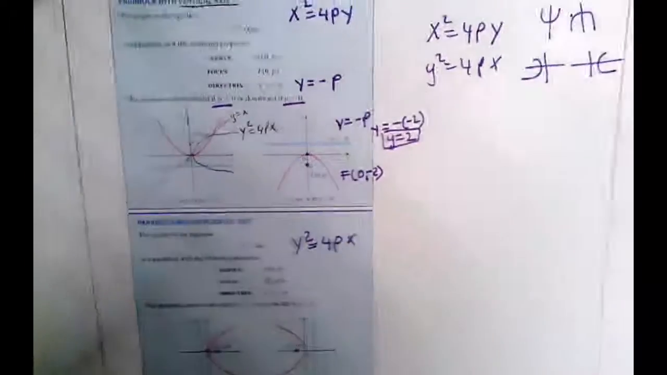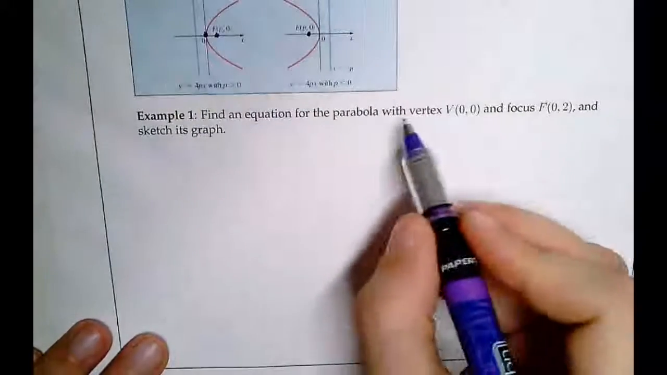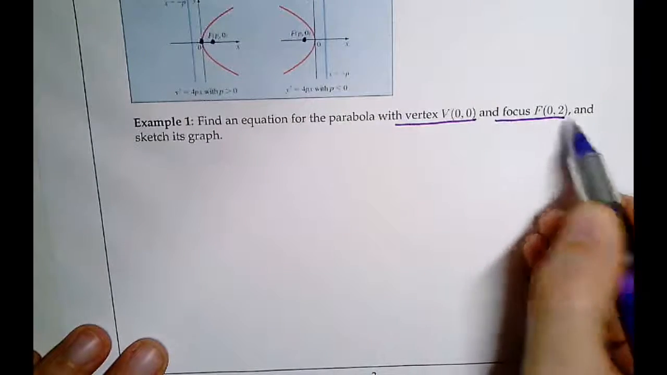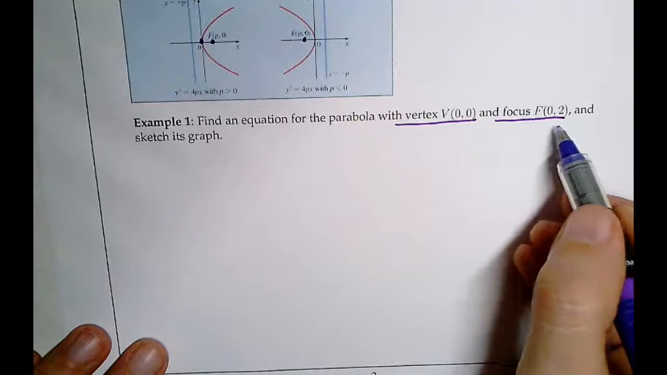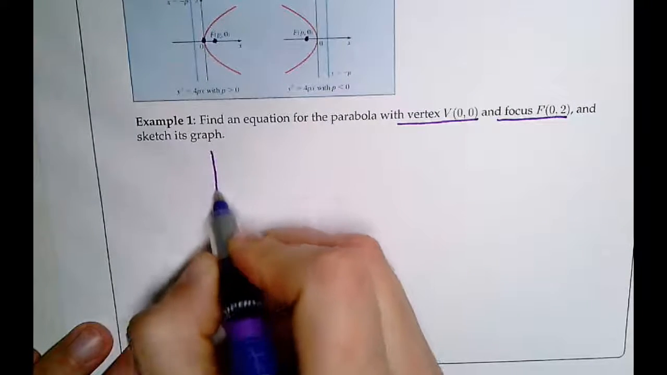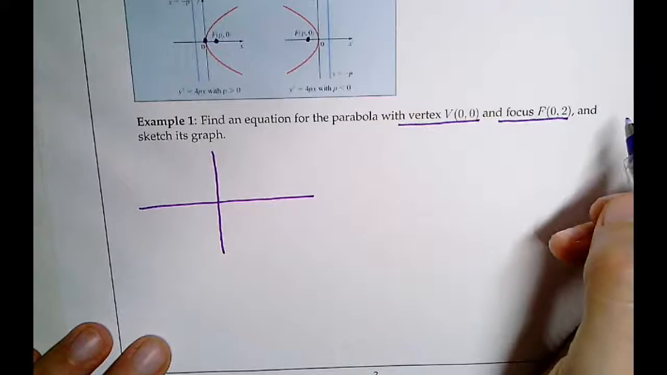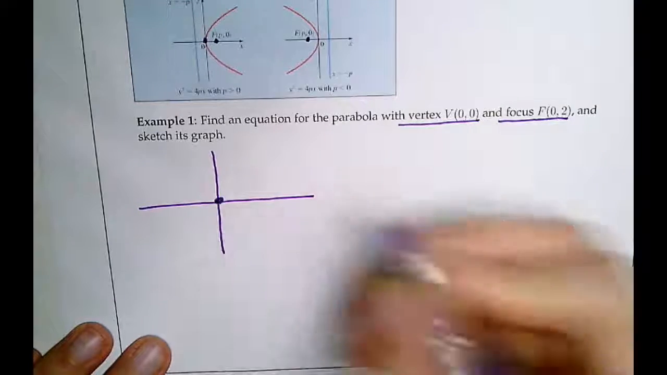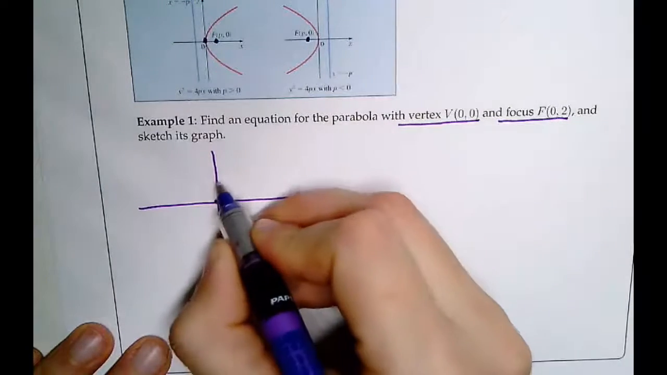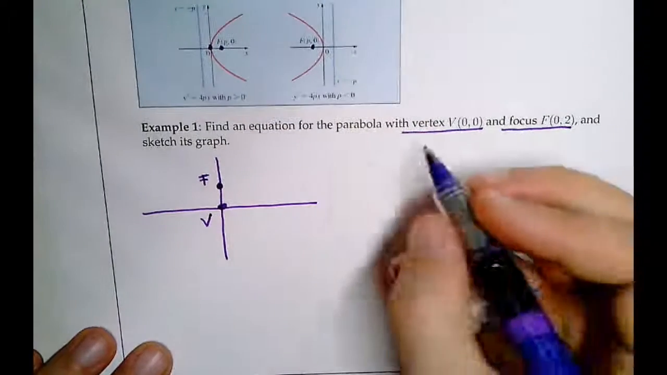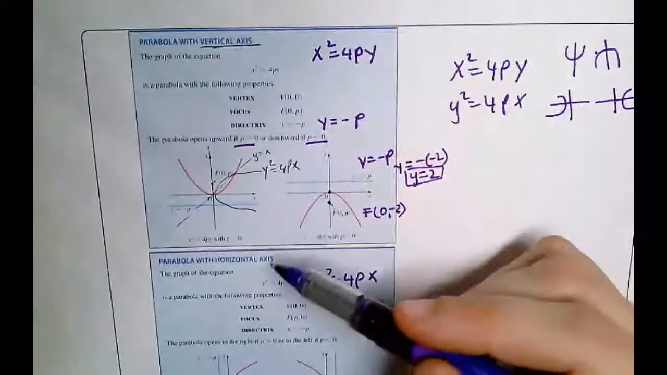I am zoomed in with the actual camera. So let's see. Find an equation of the parabola with vertex (0, 0), the vertex that is always at (0, 0), and focus (0, 2). What I would do first is plot the vertex. So the vertex is (0, 0), and the focus is 0 for x and 2 for y. So this is my focus and this is my V. So what kind of parabola is this? With vertical axis or with horizontal axis?